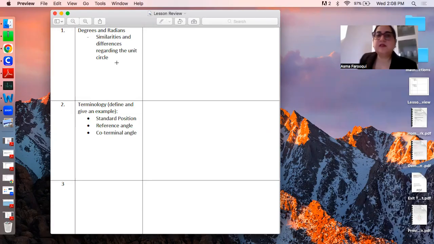They can list any two similarities and a difference, and I can see if they have followed the concept. For example, two similarities: degrees and radians are on the same unit circle, and they have the same trigonometric values of sine theta, cos theta, and tan theta. The difference regarding degrees and radians is that in calculations we always prefer radians.